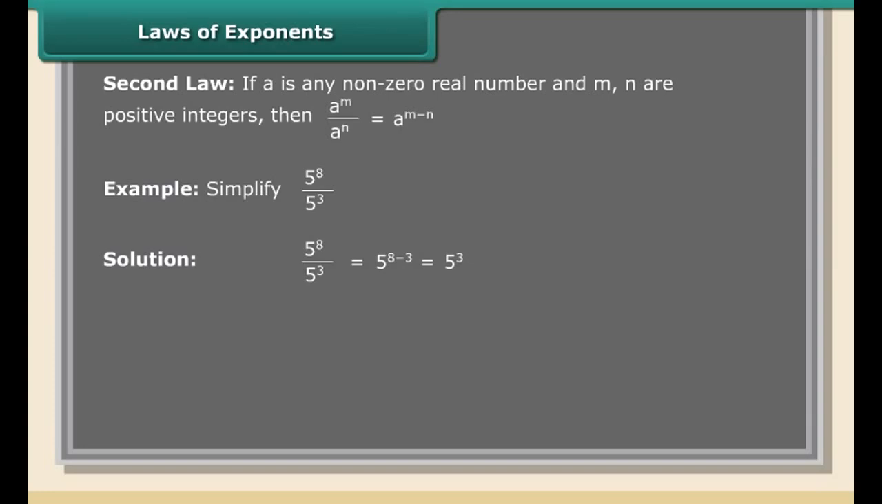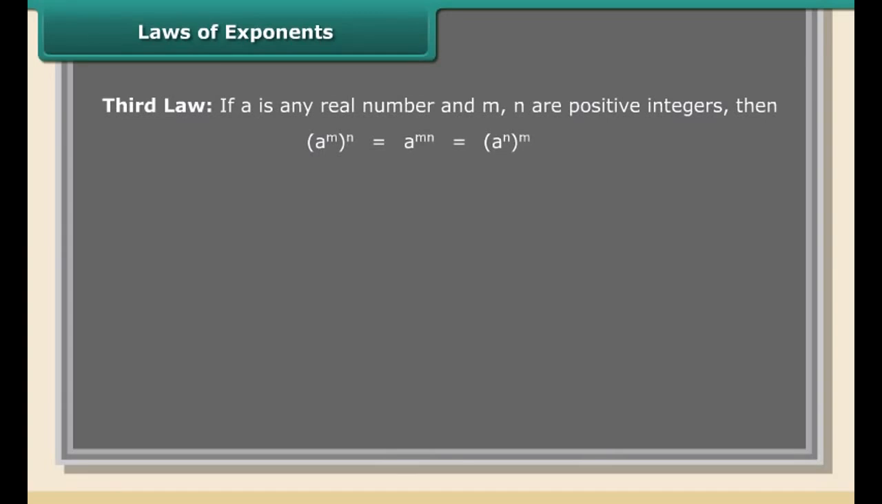Example. Simplify 5 raised to the power 8 upon 5 raised to the power 3. Solution. 5 raised to the power 8 upon 5 raised to the power 3 is equal to 5 raised to the power 8 minus 3, which equals 5 raised to the power 5.